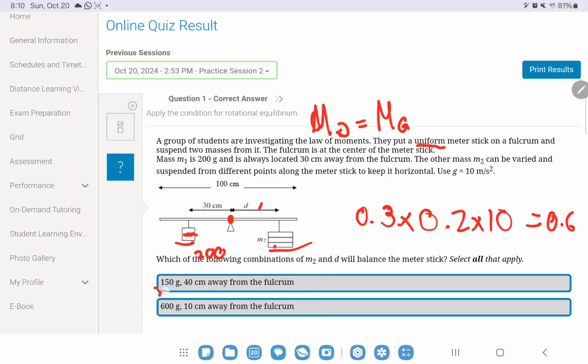So now we need to see which of these combinations is going to give us 0.6. So 150 and 40. 150 grams, which is 0.15, and 40 centimeters, times 0.4 times 10, is going to give us 0.6. So this is right. 600 grams and 10 centimeters away. So we do 0.6 times 0.1 times 10, which also gives us 0.6, which is correct.